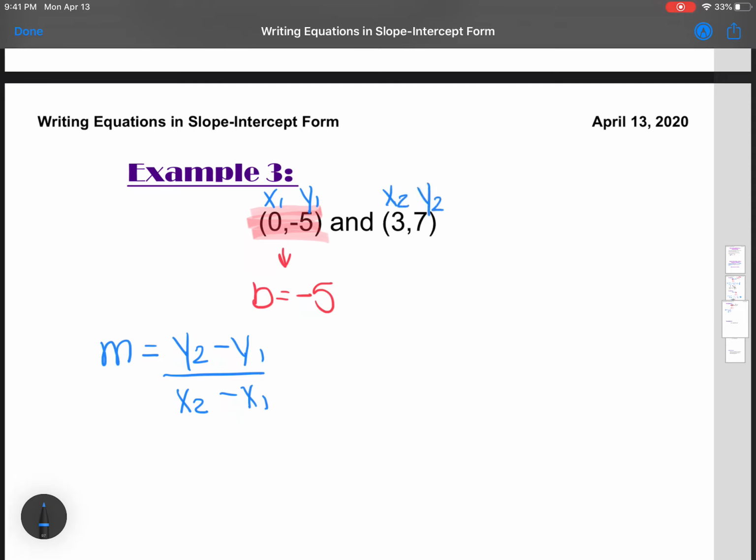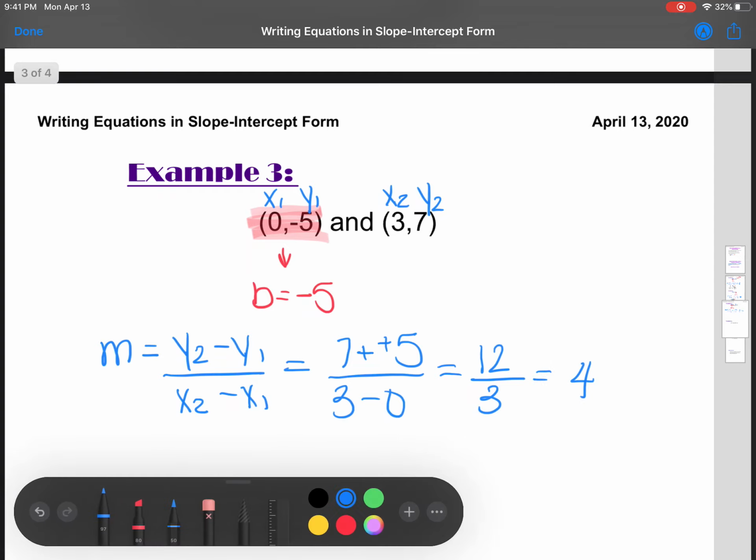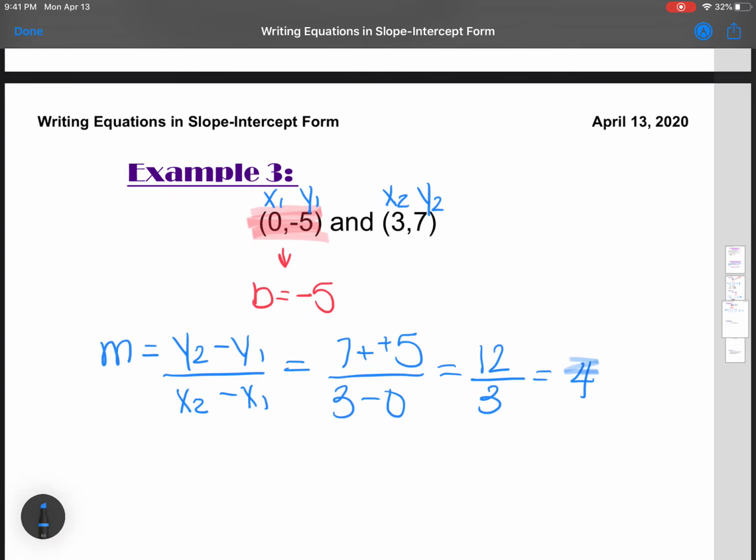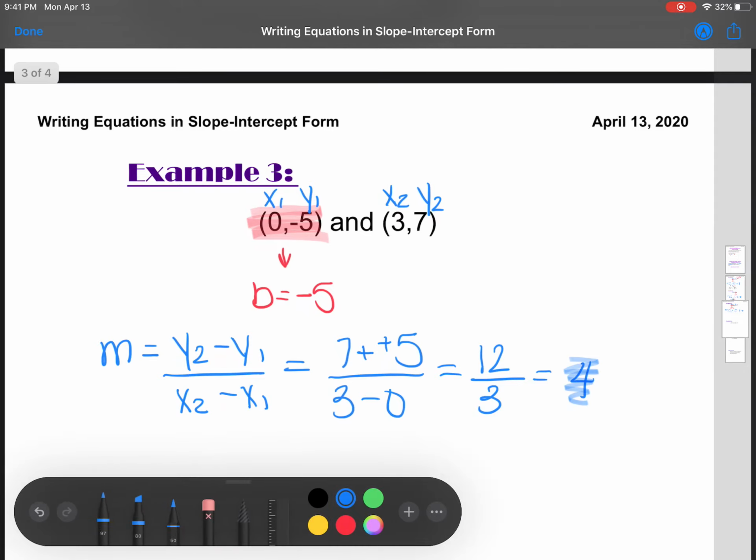x2, y2. So now I just plug it in. 7 minus negative 5 over 3 minus 0. 7 minus negative 5 becomes 7 plus 5. So that's 12. 3 minus 0 is 3. 12 divided by 3 is 4. So my slope, my m, is 4.